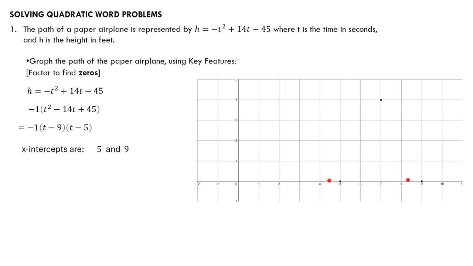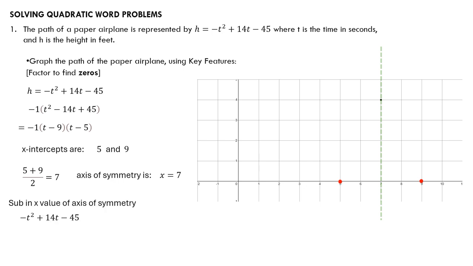So we'll just put them in here. Now we're looking for the midpoint, or the axis of symmetry, between these two x-intercepts. And we can get that by adding them together and dividing by 2. And this will give us an axis of symmetry of 7, as represented by this green line here.